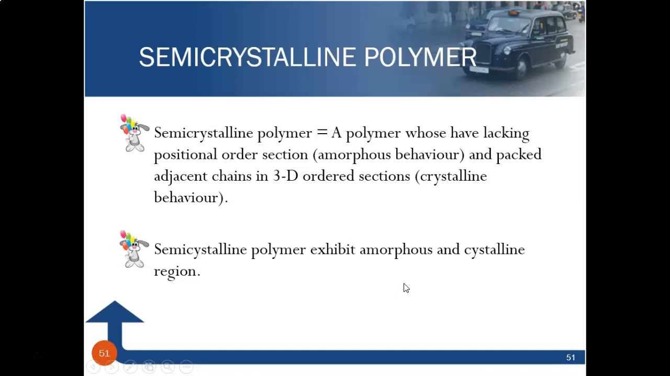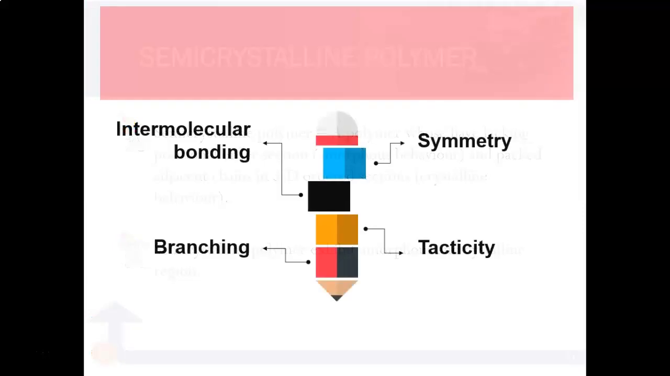Okay, we look at the semicrystalline polymer. A semicrystalline polymer has sections lacking positional order, which show amorphous behavior, and packed adjacent chain entry ordered structure, which is called crystalline behavior. So a semicrystalline polymer exhibits amorphous and crystalline regions. A crystalline polymer would be 100% crystalline, but we cannot have 100% crystalline unless we produce it in the lab. So most polymers have a semicrystalline structure.